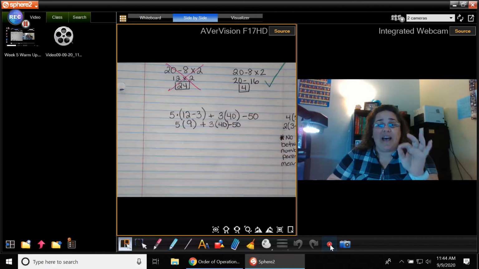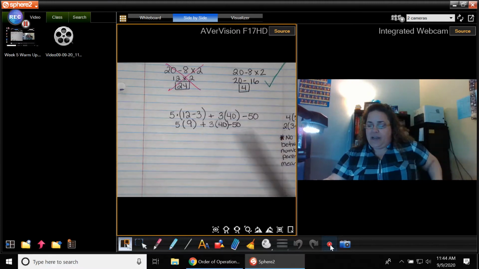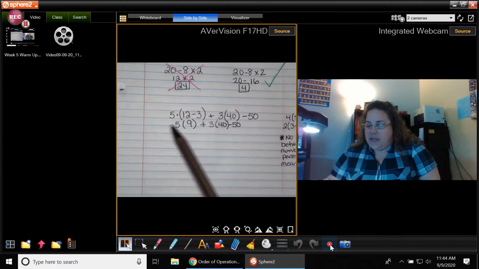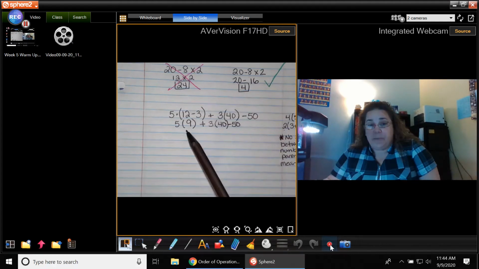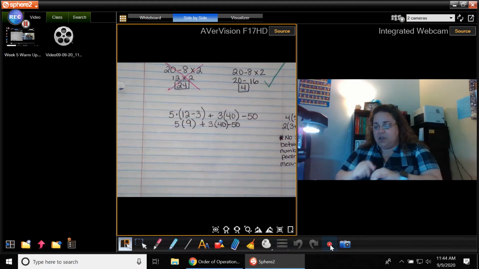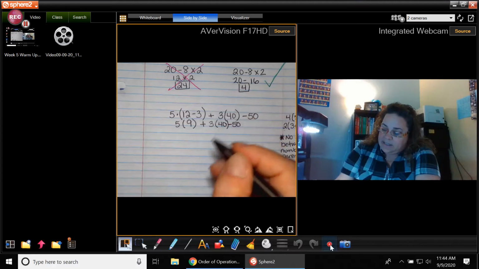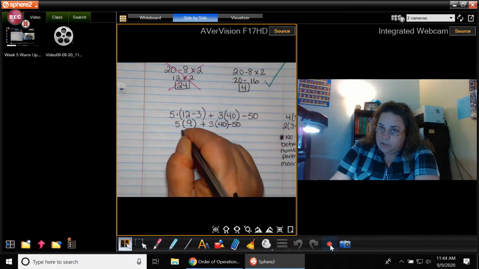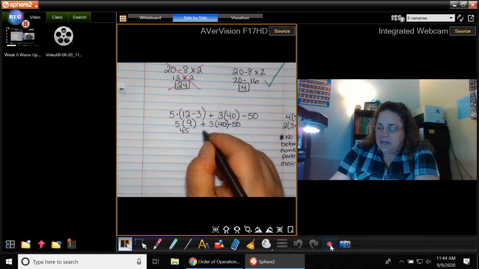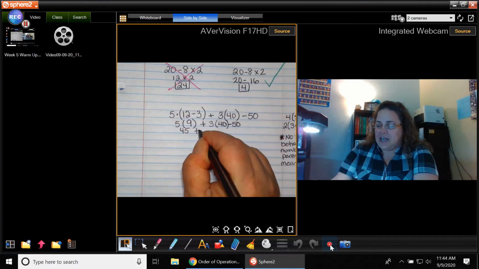Multiply and divide from left to right. So, do I have multiplication from left to right? Multiply or divide? Let's see. I have multiply right here, right? Because 5 times 9. So 5 times 9 is 45. All right, and then I bring down my addition sign.